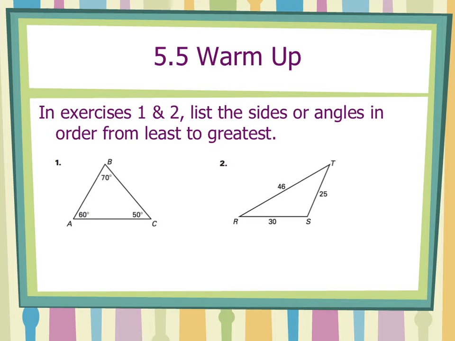Okay, so in 5.5, we talked about inequalities within a triangle. We said that the smallest side is going to be opposite the smallest angle, largest side opposite largest angle, and then the converse of that, which is that the largest angle is going to be opposite the largest side, that kind of thing, right?